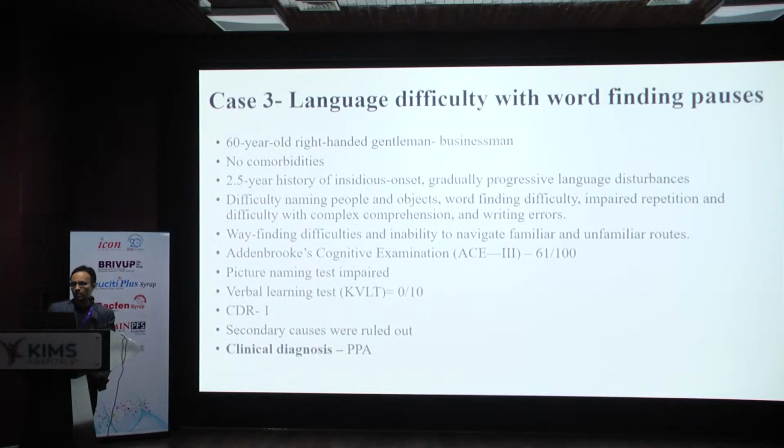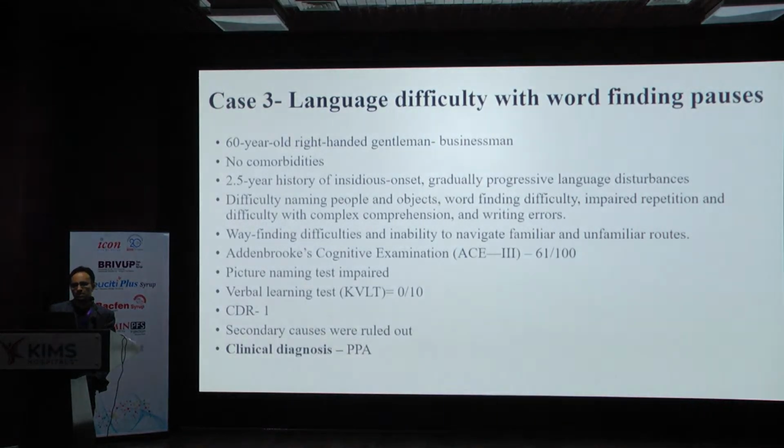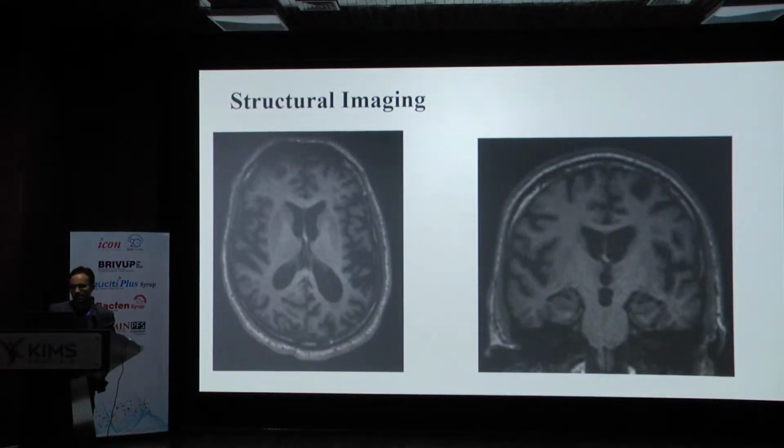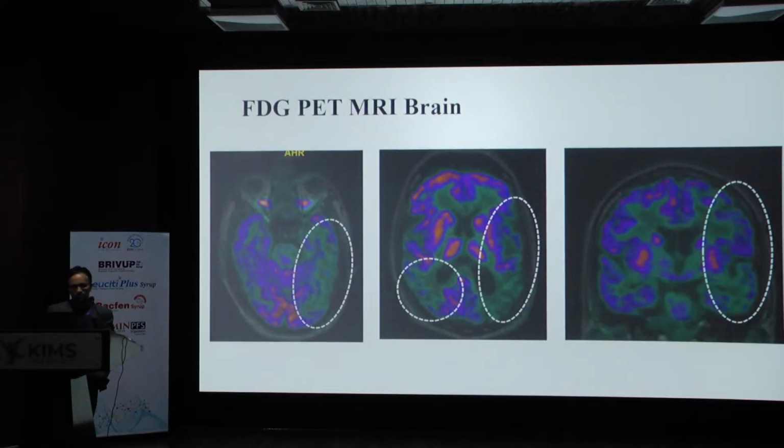And then in the same way, a patient with language disorders: word finding difficulty, impaired repetition, difficulty in complex comprehension, inability to navigate familiar and unfamiliar routes. And this patient also had difficulty in expressing themselves. There wasn't frank agrammatism, but there was a doubt whether this is a logopenic variant or a primary progressive non-fluent aphasia. Then we got this scan done. Again, if you see, there is atrophy in the left frontotemporoparietal area, and we got an FDG PET done for this patient. Now see the pattern here.